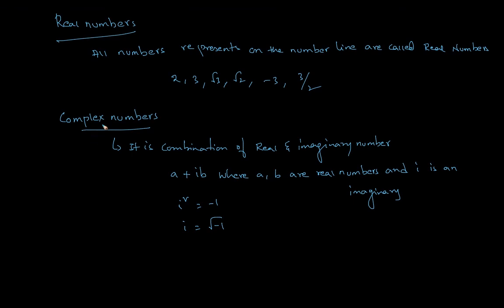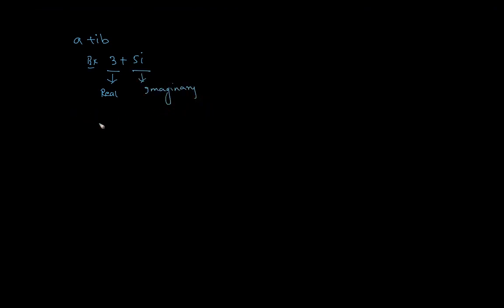Right. Now we see some properties of complex numbers, right? So complex number will be in the form of a plus ib. If I write a number example, 3 plus 5i, this part is the real part and this part is called the imaginary part, right?